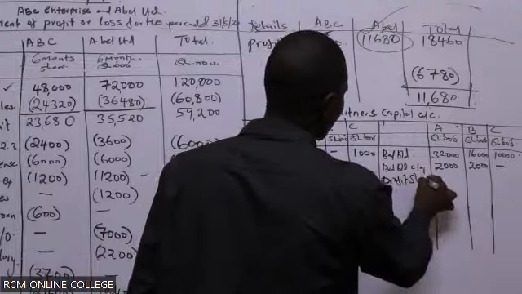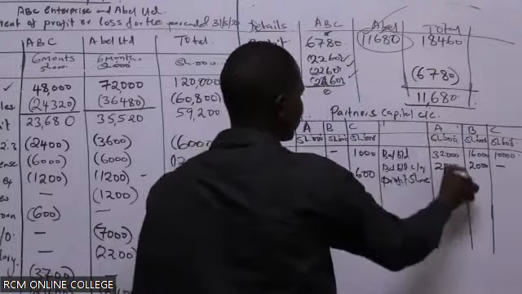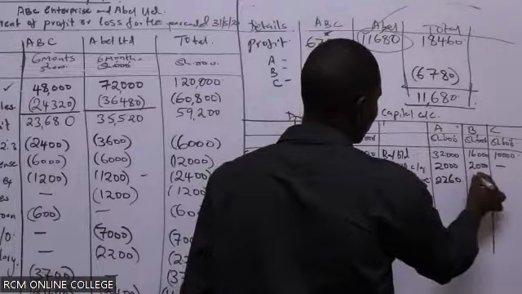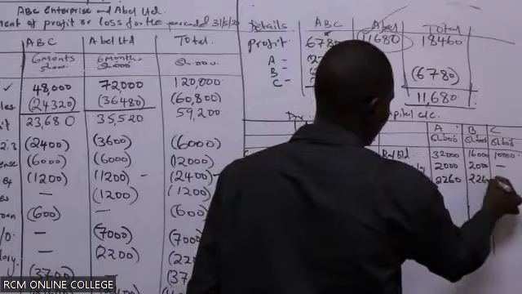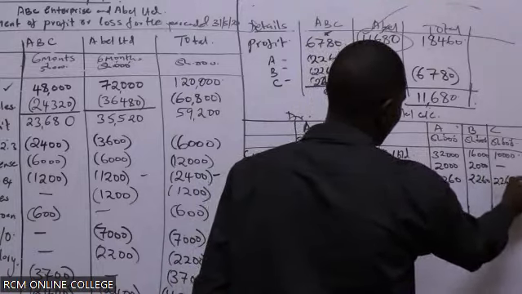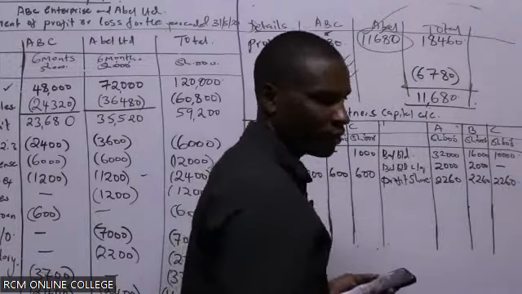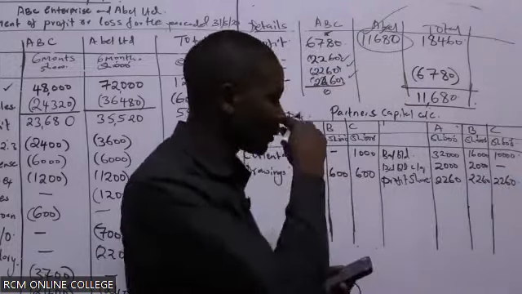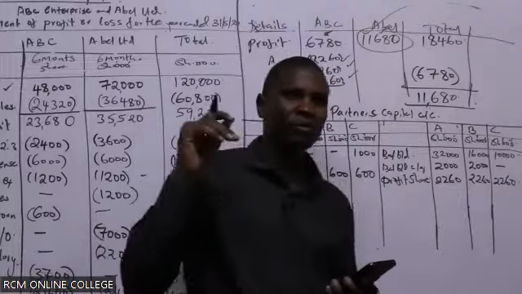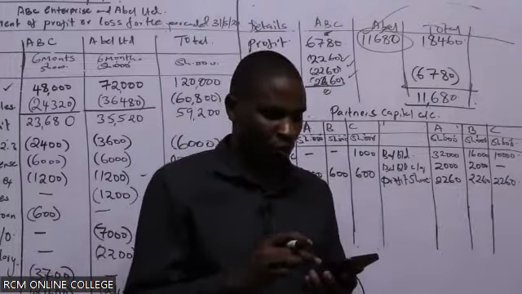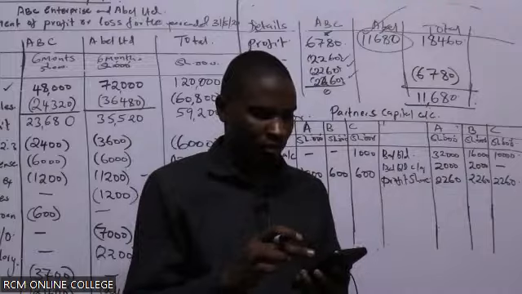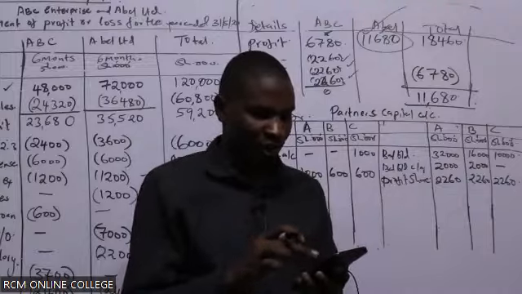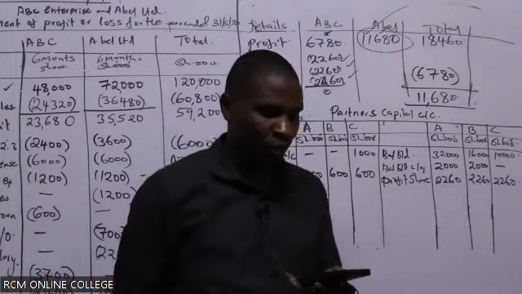Profit share ndio hii. Wote wapata 2260. Kulikuwa na kitu kingine walishare. We computed something. There is an amount that we computed. Sijui kama mtakumbuka sasa. But before then, let's look at the goodwill thing.